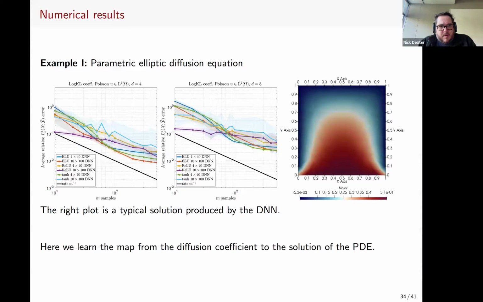This is what it looks like for the parametric elliptic diffusion equation. We run this in 4D and 8D. The left is 4D, the middle is 8D, and the right is a typical solution produced by the DNN, just to visualize what's going on. Here we're learning the map from the diffusion coefficient to the solution of the PDE, and we observe what the theory predicts: the convergence rate isn't really deteriorating with respect to the dimension. We get a rate that's approximately order 1 over M.